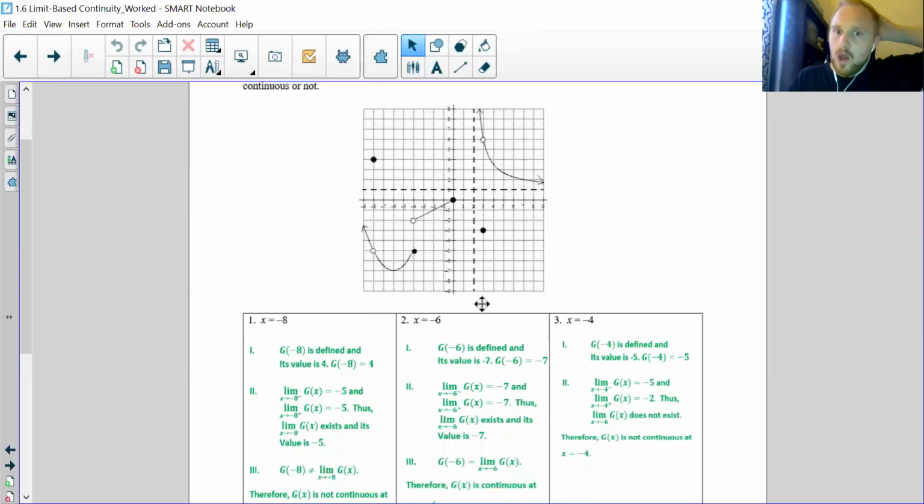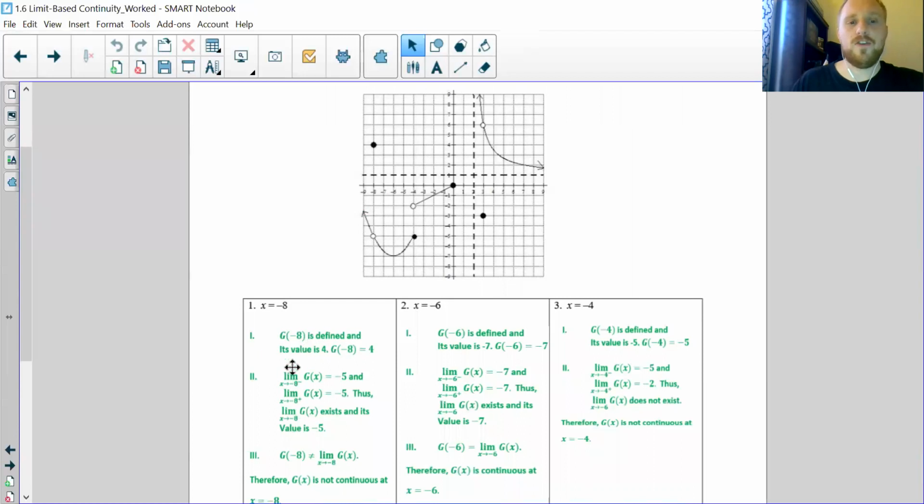Here we have an example of g of -8. Is g of -8 defined? Is there a y value at x equaling -8? There is. The value is up here, and that is 4. So g of -8 is equal to 4. Now we're going to show what the limit is at x equaling -8. When we approach it from the left, it's -5. When we approach it from the right, it's -5. So the limit exists as x approaches -8.